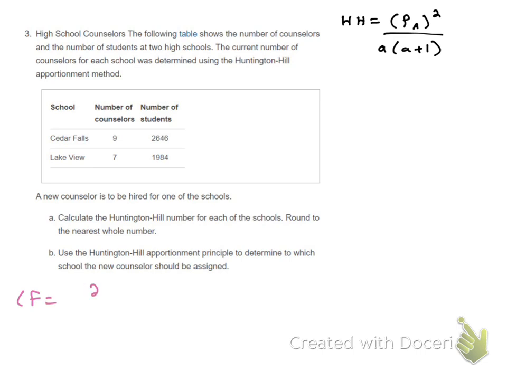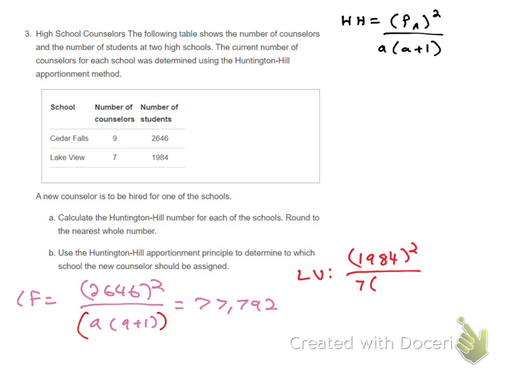So Cedar Falls, this will be 2,646 squared divided by 9 times 10. Okay? And remember, make sure when you're doing it in your calculator, you're using parentheses appropriately. You have to put parentheses around the denominator or it won't treat it as the denominator. So I'm going to go ahead and put that in there. You got to make sure you put this in parentheses as well. And that gives you 77,792.